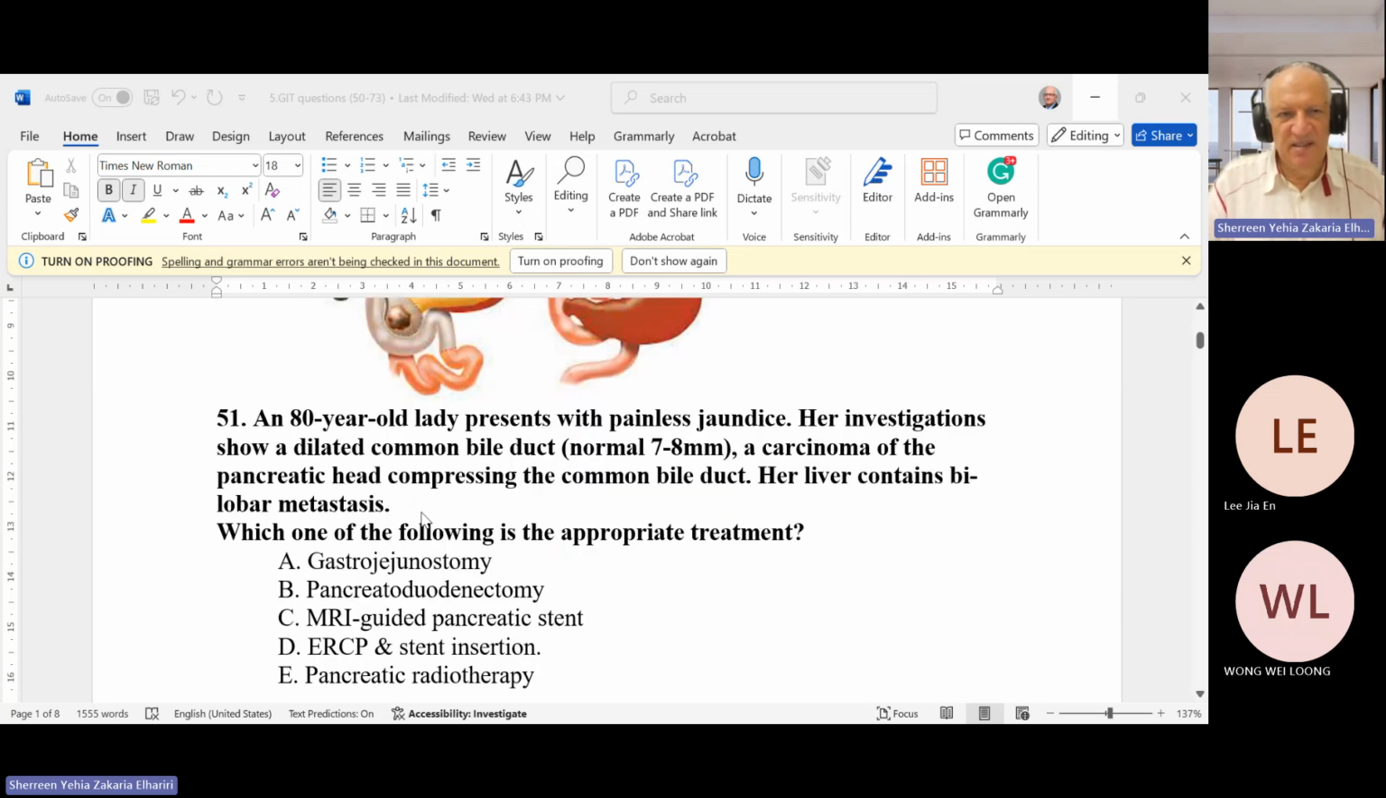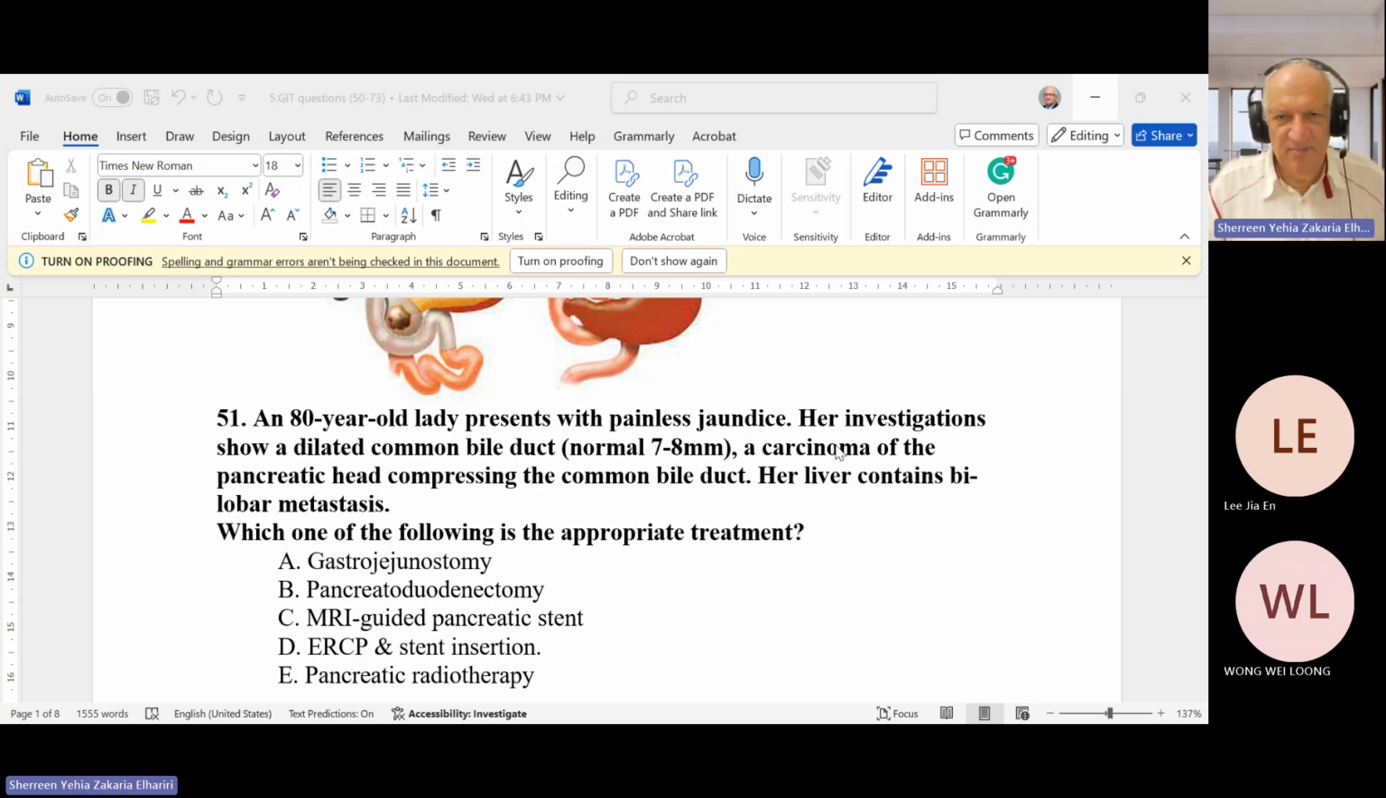Okay, the second question is an 80-year-old lady presented with painless jaundice. Her investigation showed a dilated common bile duct. The normal common bile duct is 6 to 7, maximum 8 millimeters. A dilated common bile duct means a common bile duct more than 1 centimeter. A carcinoma of the pancreatic head compresses the common bile duct. Here, the liver contains bilobar metastasis.